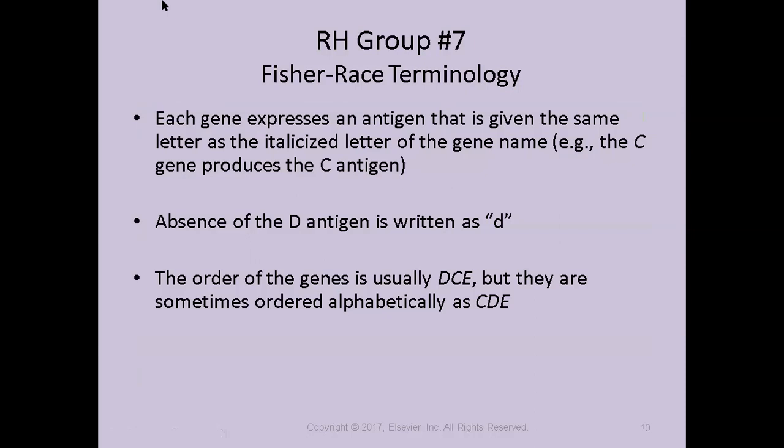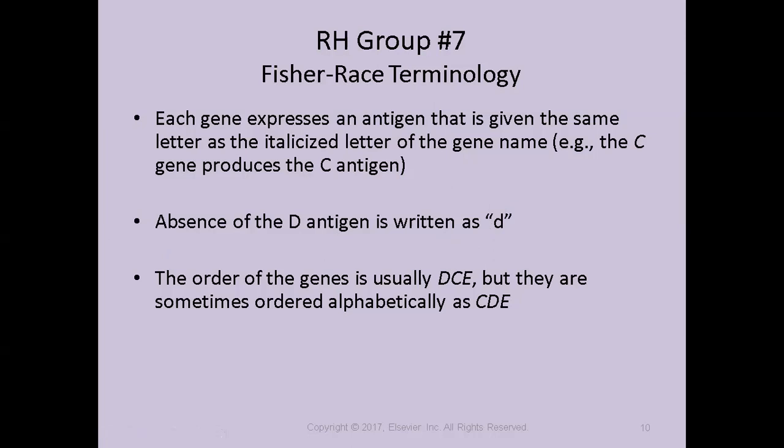Okay, so let's get into our Fisher race terminology. Each gene expresses an antigen that is given the same letter as the italicized letter of the gene name. So what the heck does that mean? The italicized C gene produces the C antigen. Not too hard, right?